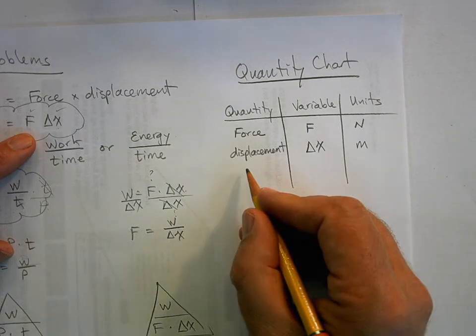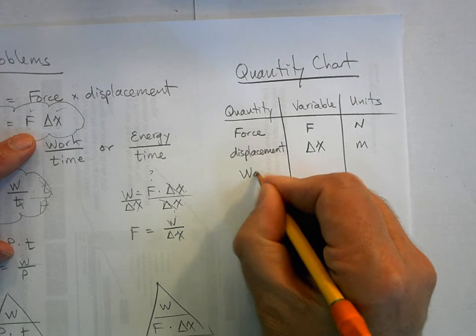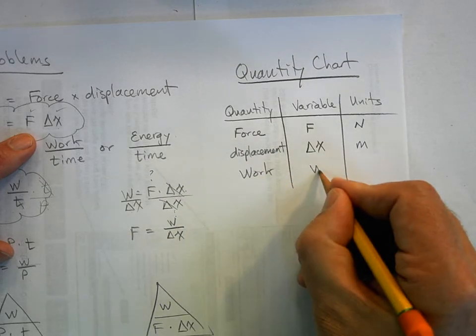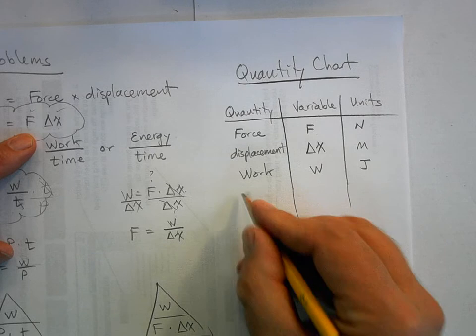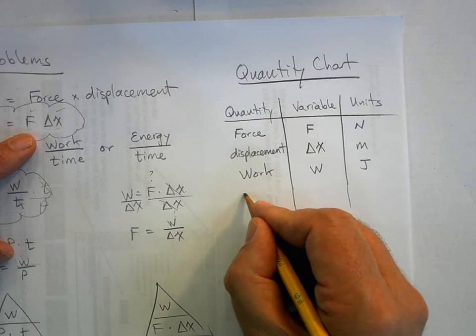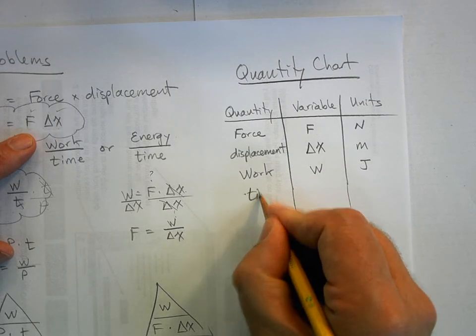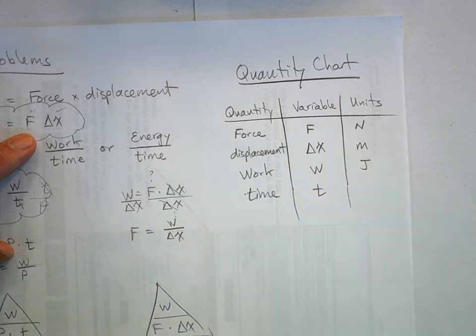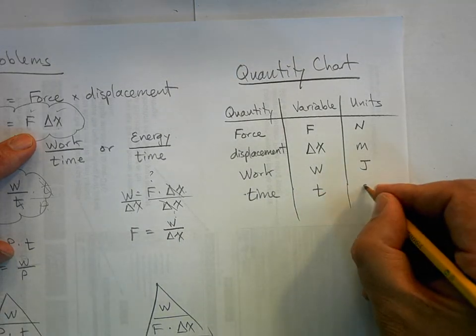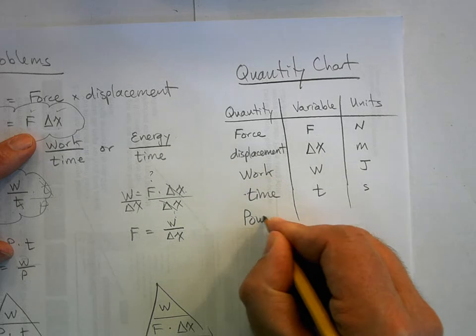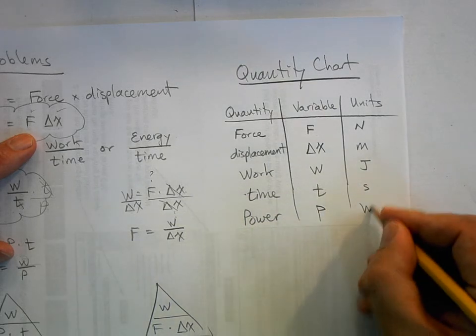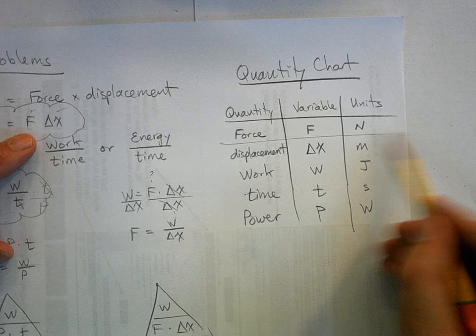And then work, in joules. And then, of course, we have power. Oh, wait, time. We use lowercase t for time. And we're going to measure time in seconds. And then we have power, which we use the letter P, and we use the letter W for watts.